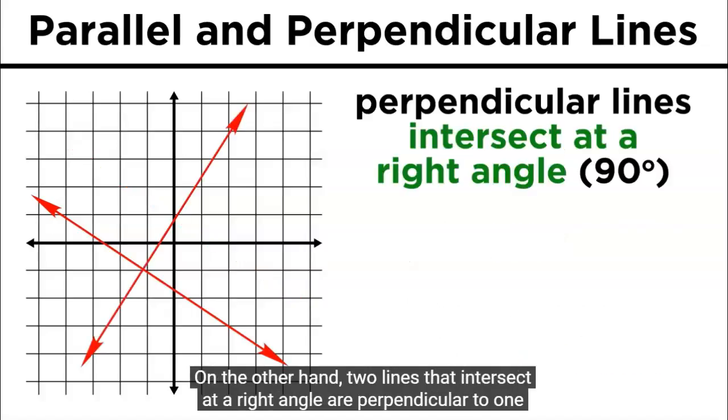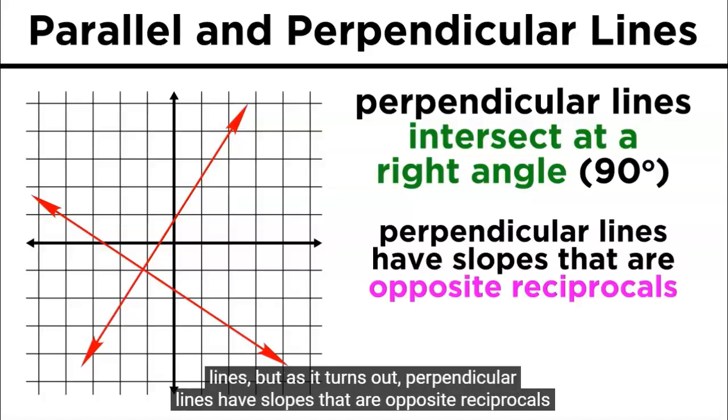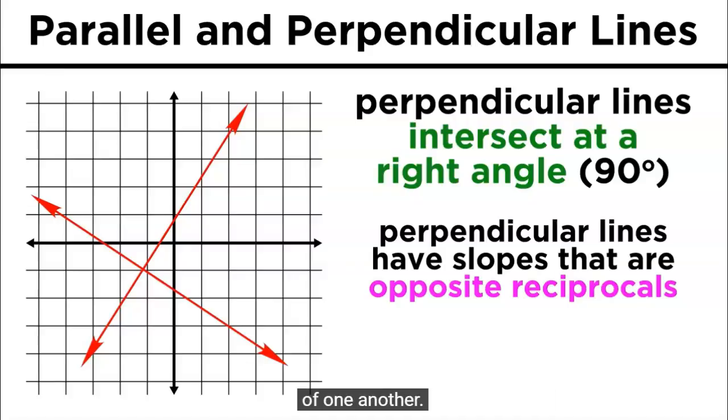On the other hand, two lines that intersect at a right angle are perpendicular to one another. The relationship between the slopes of perpendicular lines is not as obvious as it was for parallel lines, but as it turns out, perpendicular lines have slopes that are opposite reciprocals of one another.